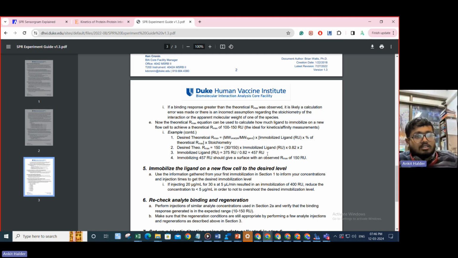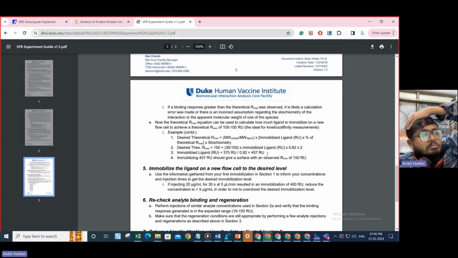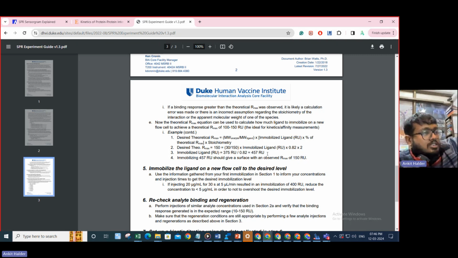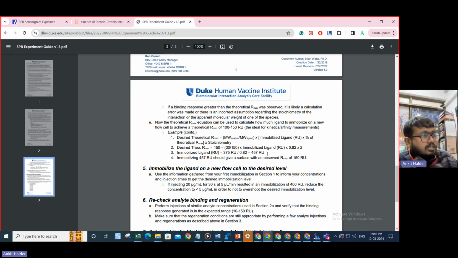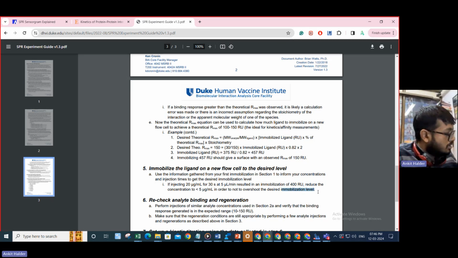So this is another level of approaching and understanding how much needs to be immobilized. Use the information generated from your first immobilization, section 1, to inform your concentration and injection time to get the desired immobilization levels. If 20 microgram per ml for 30 seconds at 5 microliter per minute resulted in 400, reduce the concentration to less than 5 in order not to overshoot the desired immobilization levels.